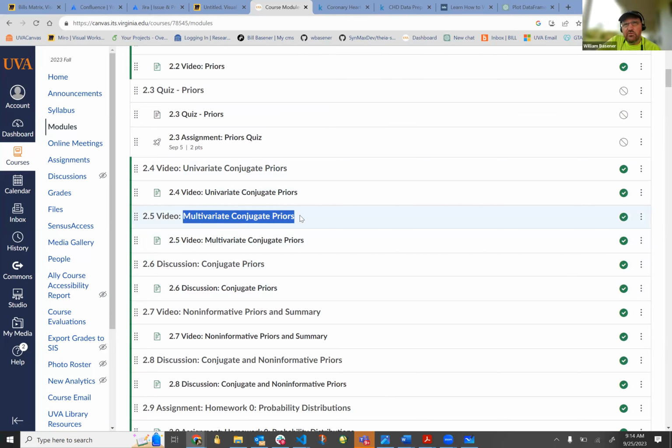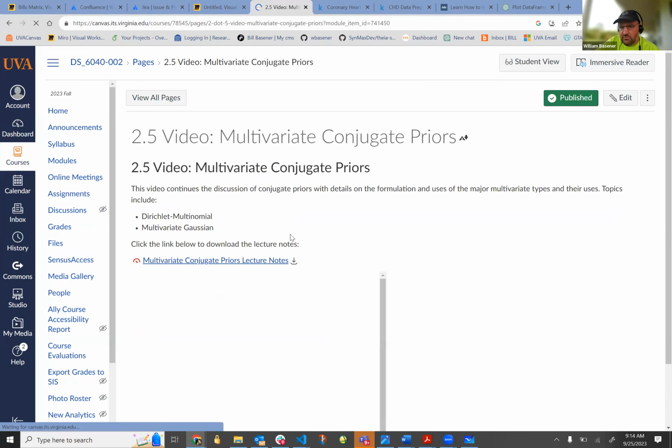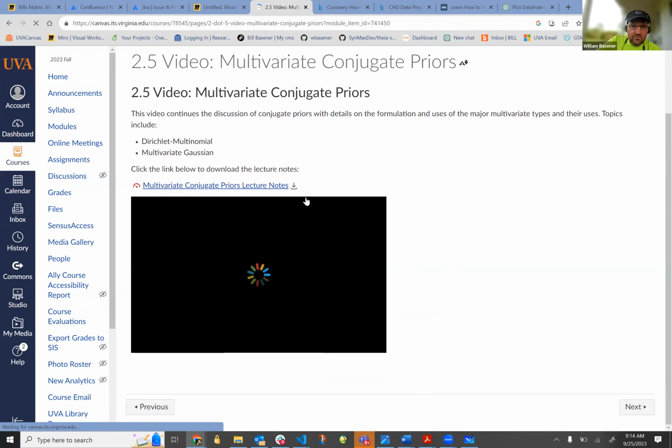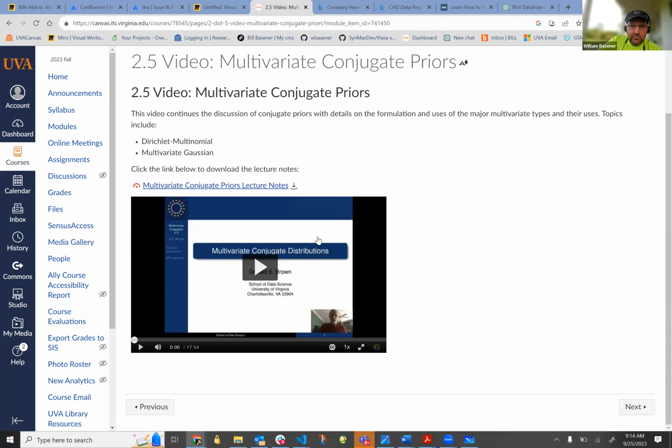And maybe here's another thing I would add to the problem: it should tell you to be using a conjugate prior. But okay, so we go to the video for multivariate conjugate priors. We're clearly in the multivariate class, right? We've got eight dimensions, 8 variables. So it's worth watching the lecture and thinking about this problem.